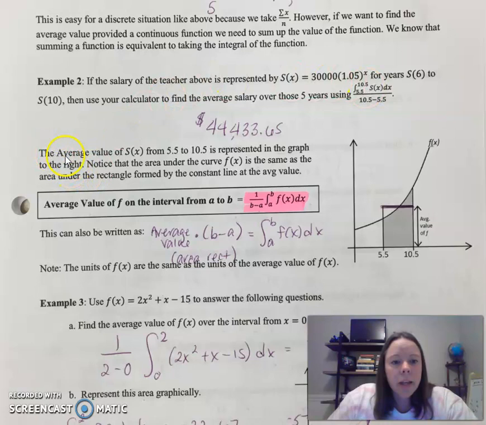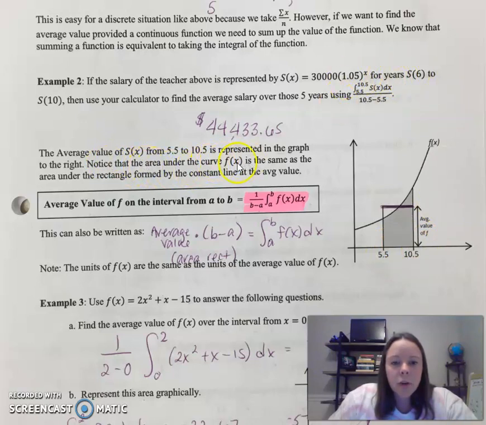Okay, so the average value of S of x from 5.5 to 10.5, we used 5.5 to 10.5 because think about when we start our school year, it goes from the fall to the spring, is represented in the graph to the right. So that's what's going on here. This should be an S of x right there. There's our function. And then we're looking between 5.5 to 10.5.